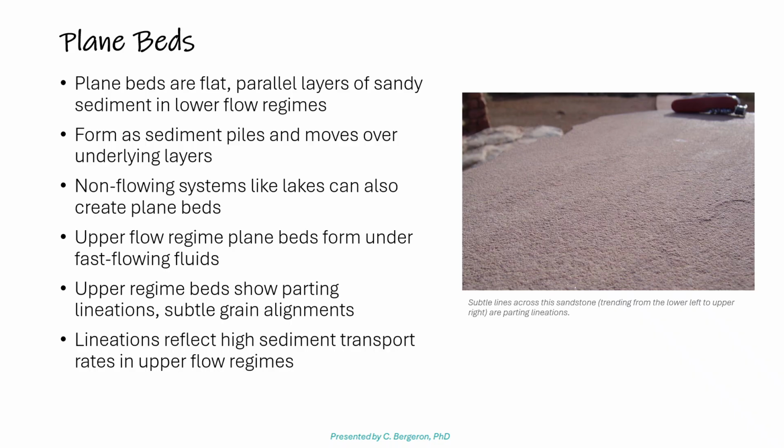Like I said, you can see them in upper flow regimes as well. They can be created by fast flowing fluids, and they can look very similar to non-flowing systems like lakes. But the key difference is that they will show a parting lineation. Lineations are lines that you can see, slight alignments of the grains in rows and swaths caused by high sediment transport rates. This would tell you, oh, this was a fast flowing fluid that came through here.